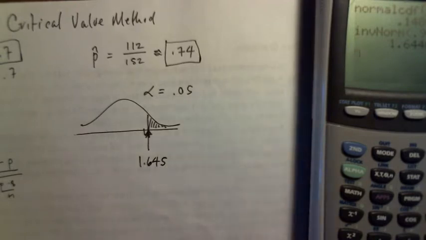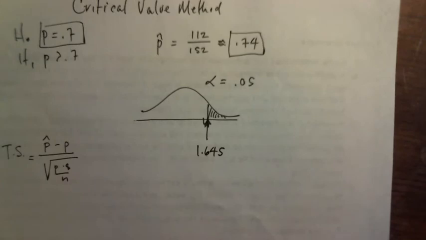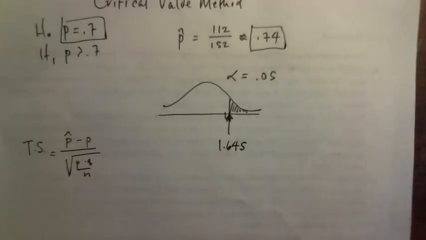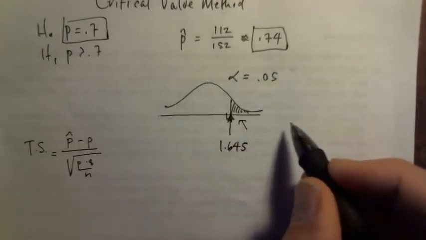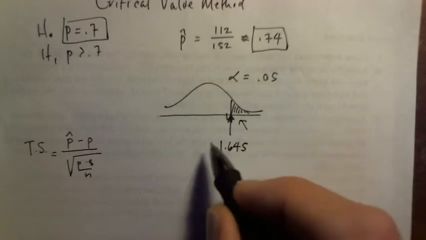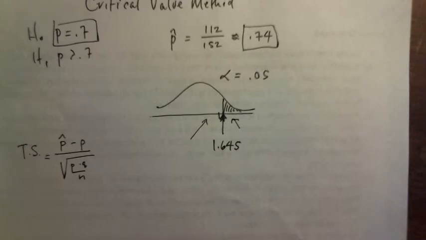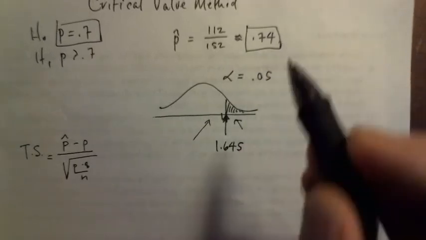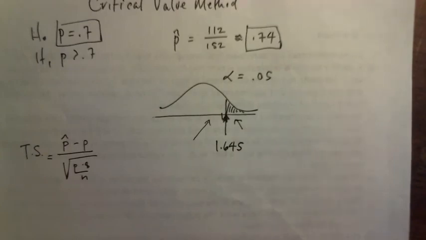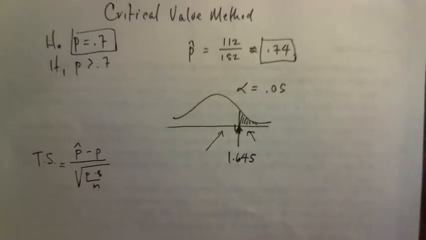So this number right here is 1.645. All right? If I get a z-score which is greater than 1.645, I'm going to reject the null hypothesis. If I get a z-score over here less than 1.645, well then that tells me that this result, 0.74, is not that unusual, and I will fail to reject the null hypothesis.